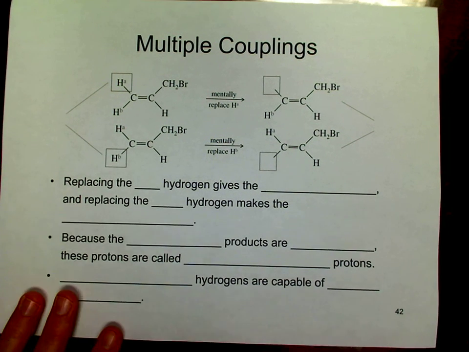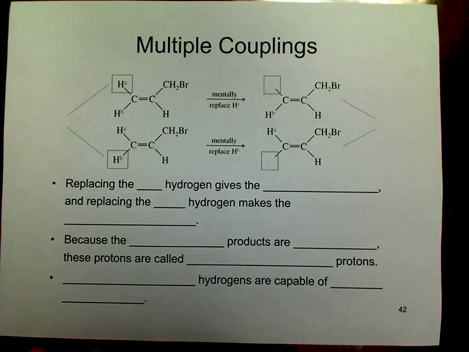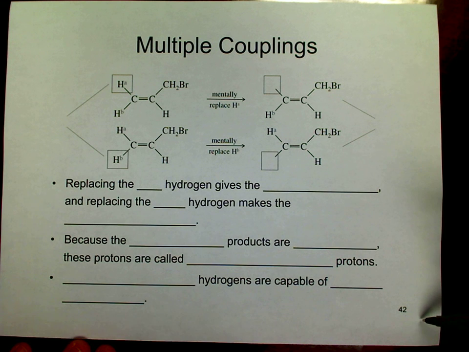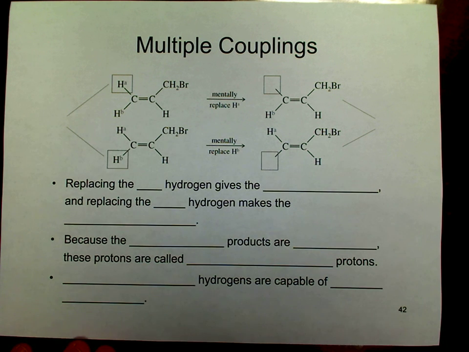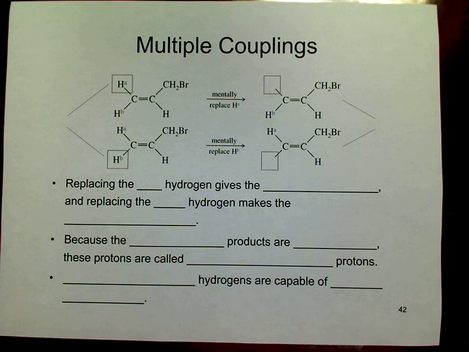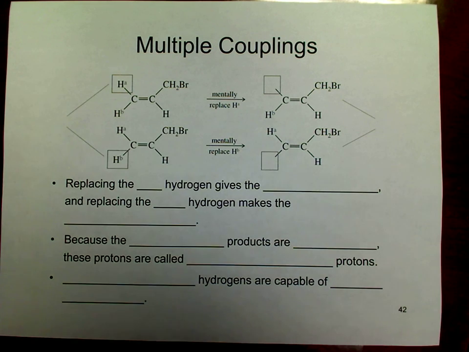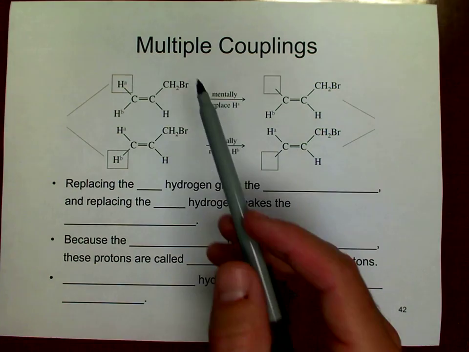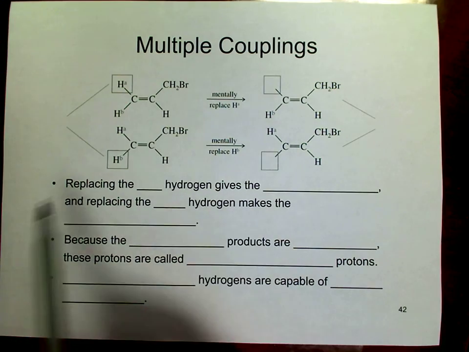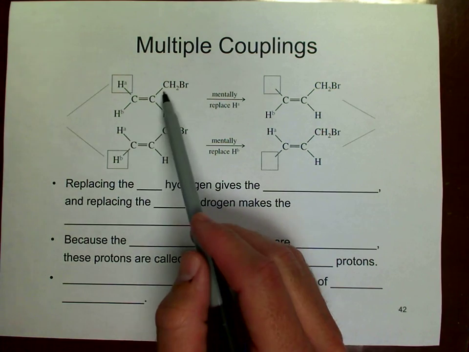Alright, this is the last video for the NMR spectroscopy slides, and we're starting on slide 42 here. The topic for this whole video is complex splitting patterns, okay? So what we have here, we're starting with this compound here, okay? So this is allyl bromide.